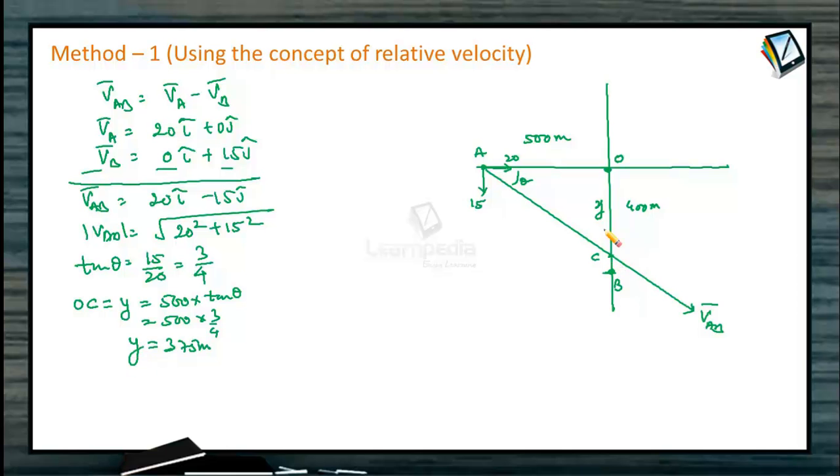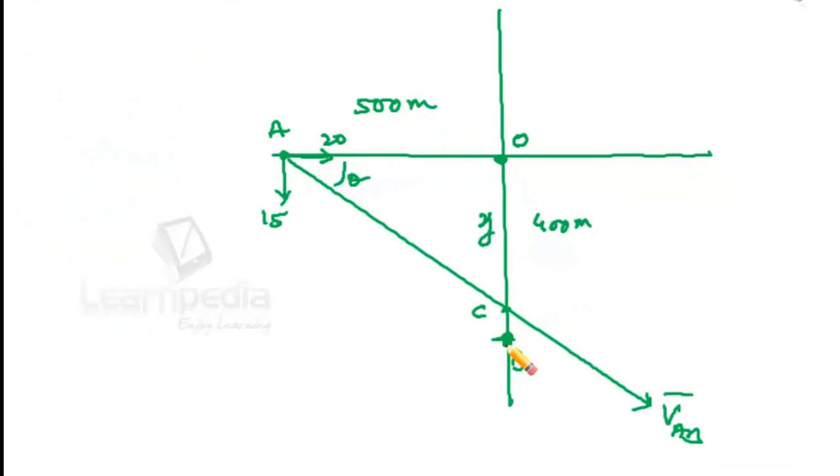So if this distance is 375 meter, what will be BC distance? BC distance will be 400 minus 375 meter. It is equal to 25 meter. Correct?